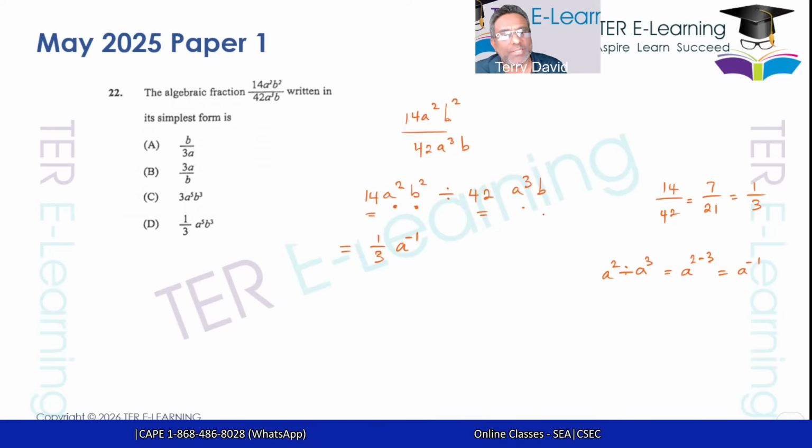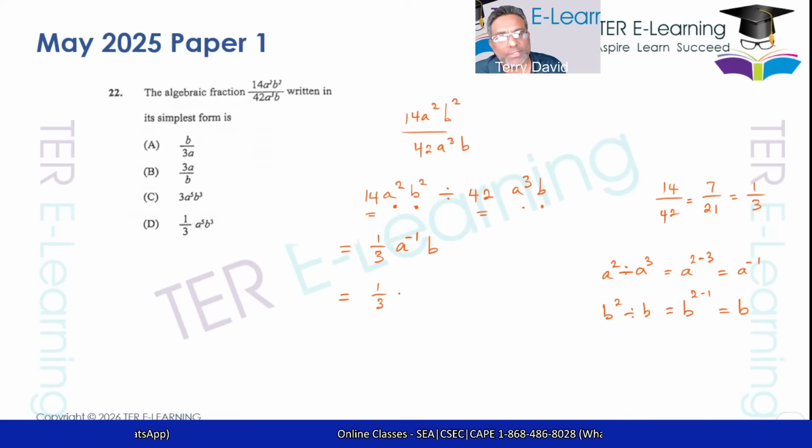We're going to deal with the b's now. So for the b's here, it is b squared divided by b. So you're going to subtract indices. So that's 2 minus 1. So we're going to get b here. Now let's write this as a single fraction. This is the same as saying 1/3 multiplied by a to the minus 1, which is 1 over a, multiplied by b. So this is going to be b all over 3a. So the answer is A.